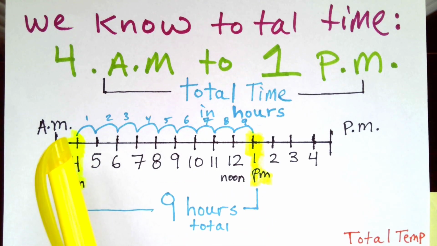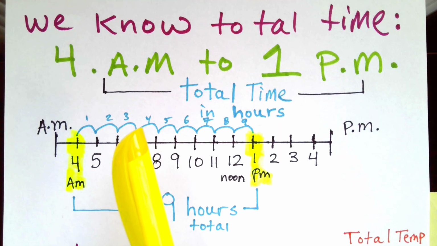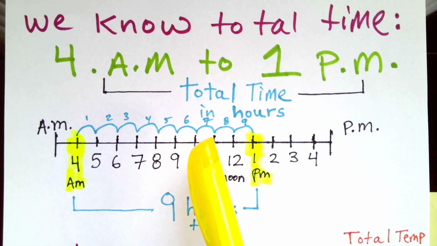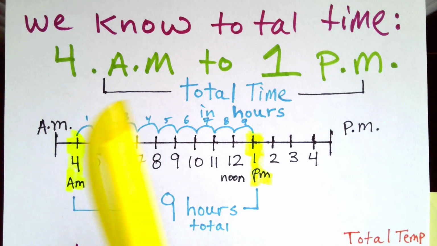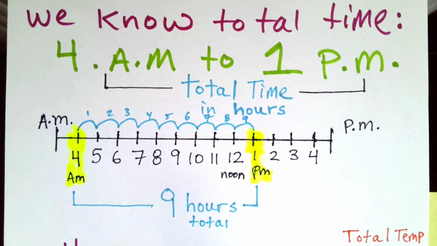From 4 to 5, we go 1, 2, 3, 4, 5, 6, 7, 8, 9 total hours from 4 a.m. to 1 p.m. So we know the total number of hours, which I gave you in previous parts of this instructional test question video. However, I never showed you how to get to that. So this is really for those folks who may struggle with adding and subtracting positive and negative numbers, which are called integers. I wanted to show you how I came up with a total of 9 hours. Again, from 4 a.m. to 1 p.m., 9 hours.